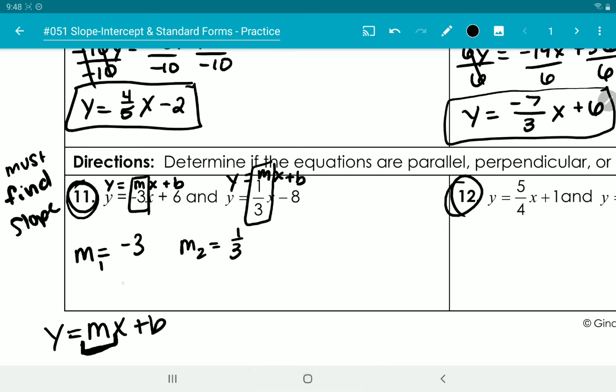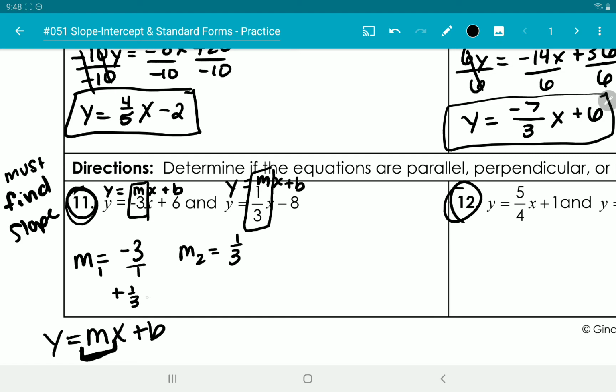If we take the first one, we change the sign, so we make it positive, and we flip the fraction. Instead of 3 over 1, we get 1 over 3. So positive 1/3, we do get the other one, and so these lines are perpendicular.